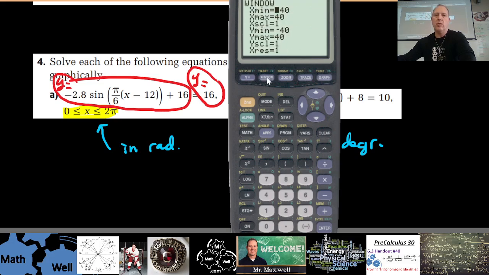So my window, let's see, my x, I'm going to go from -1 to maybe 7. Okay, 6.28 is the decimal value of 2 pi, so I'm going to go just beyond that. And then I'm going to go somewhere around 16, so maybe 10 for a y minimum, and then 22 maybe. Let's see what that does. Okay. That looks pretty good.